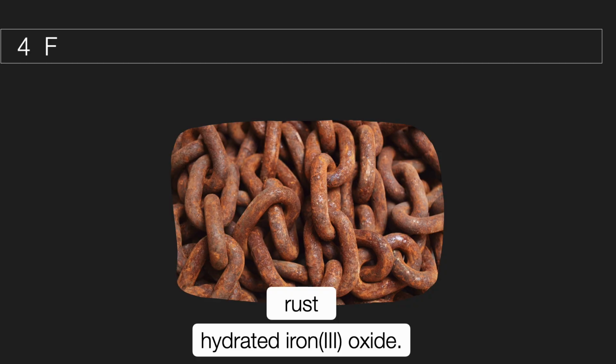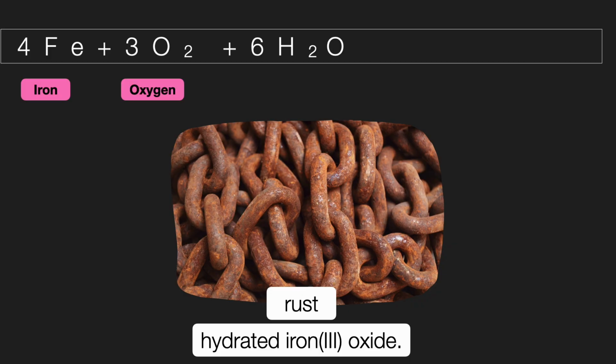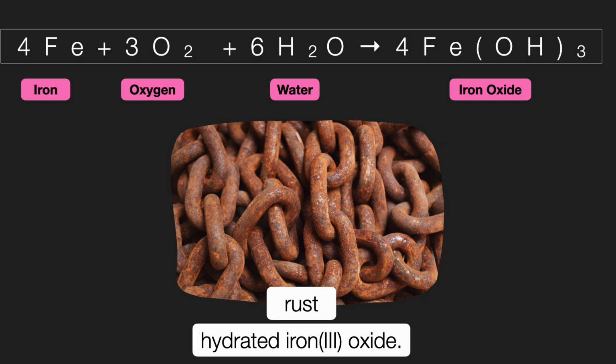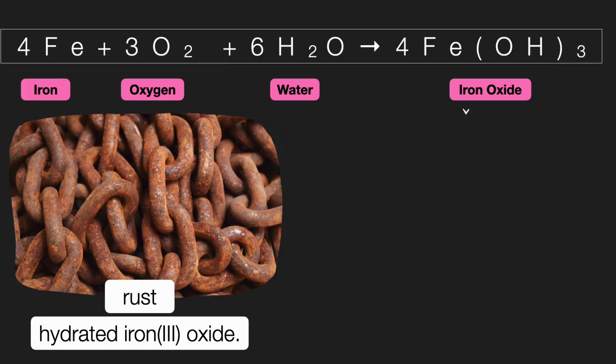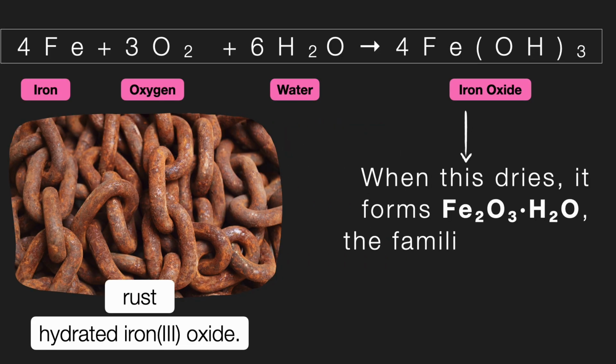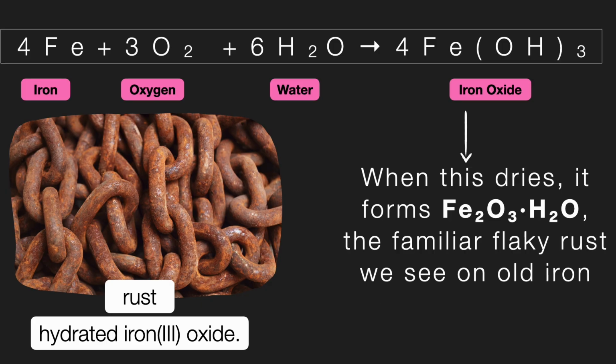4Fe, that is iron, plus O2, that is oxygen, and water, H2O, react to form 4Fe(OH)3, that is iron hydroxide. When this dries, it forms Fe2O3.H2O, the familiar flaky rust we see on the old iron bars and vehicles. That is hydrated iron oxide. Fe2O3.H2O is the hydrated iron oxide.